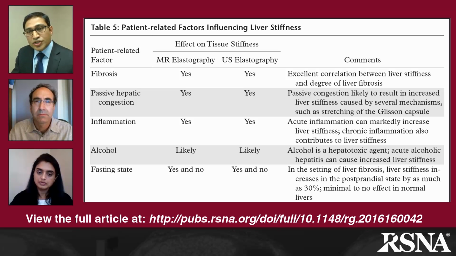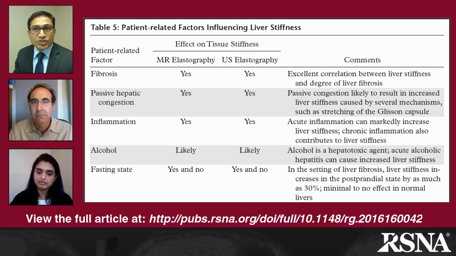But in addition to that, there are other conditions which can also increase the liver stiffness, like conditions which lead to congestion of the tissue. For example, heart failure, right heart failure, or venous outflow obstruction, including Budd-Chiari syndrome. All these can cause congestion of the liver tissue and can cause increased stiffness.